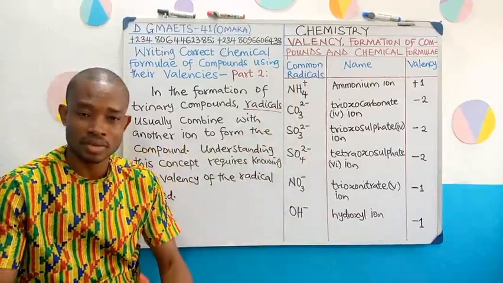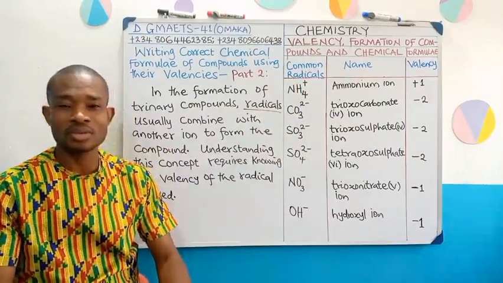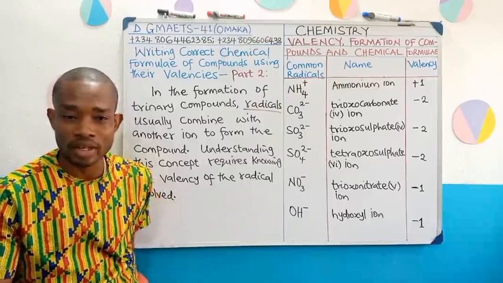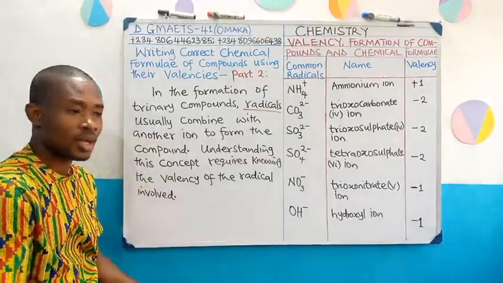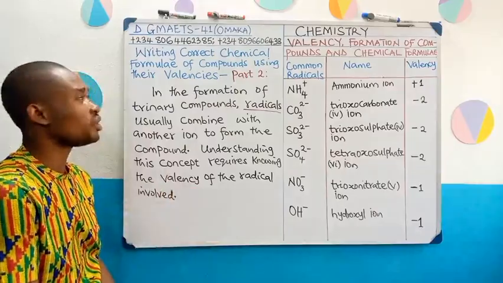So it's very important as a chemistry student to be able to remember the valency of these radicals so that you can be able to write the correct chemical formulae of a compound that is made up of these radicals. Let us quickly look at an example here.